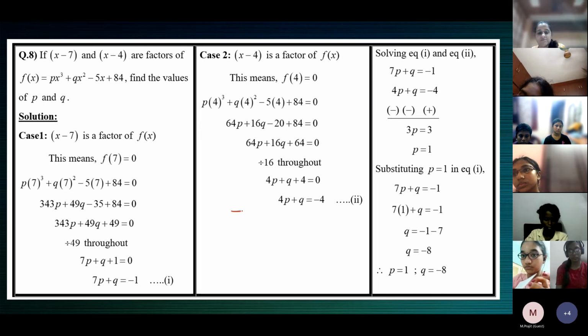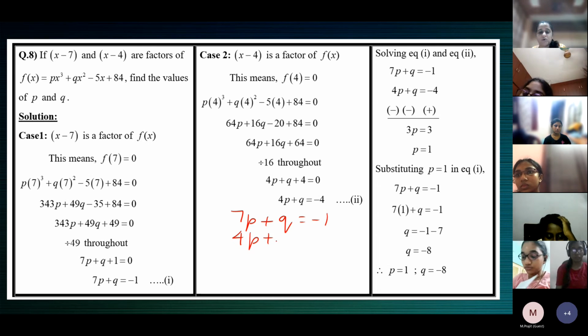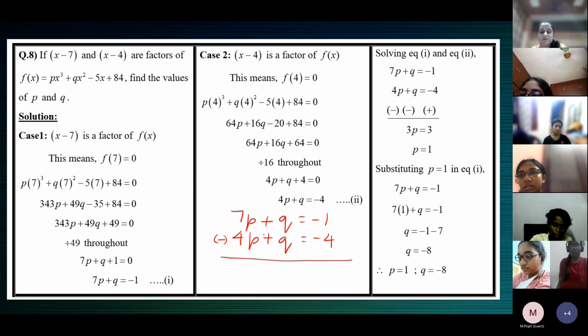So see here, I write 7p plus q is equal to minus 1, and 4p plus q is equal to minus 4. I write the equations one below the other. Then I draw a line like this. Then I change the signs: plus becomes minus, minus becomes plus. 7p minus 4p is 3p.